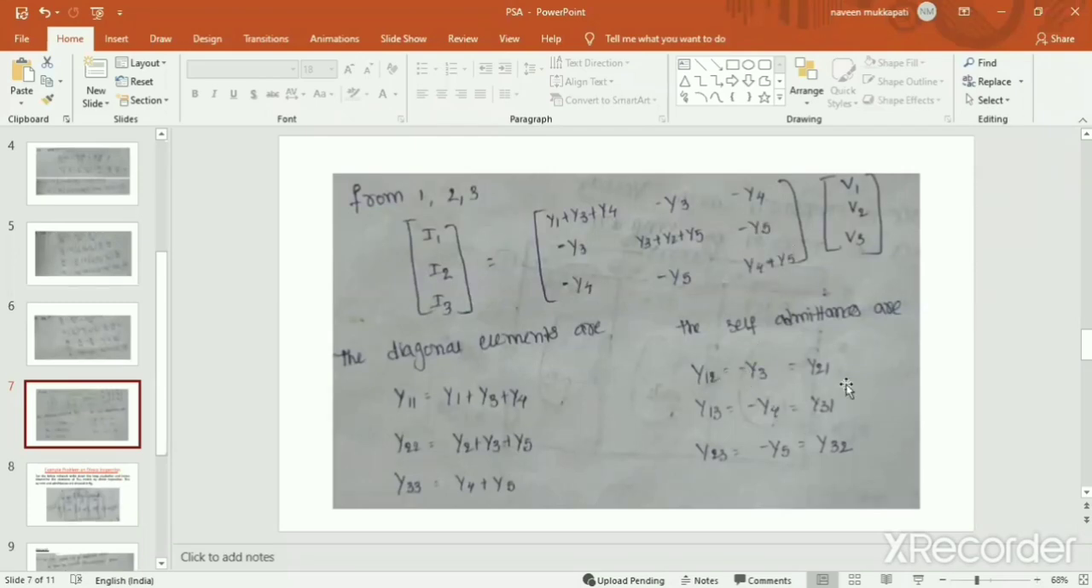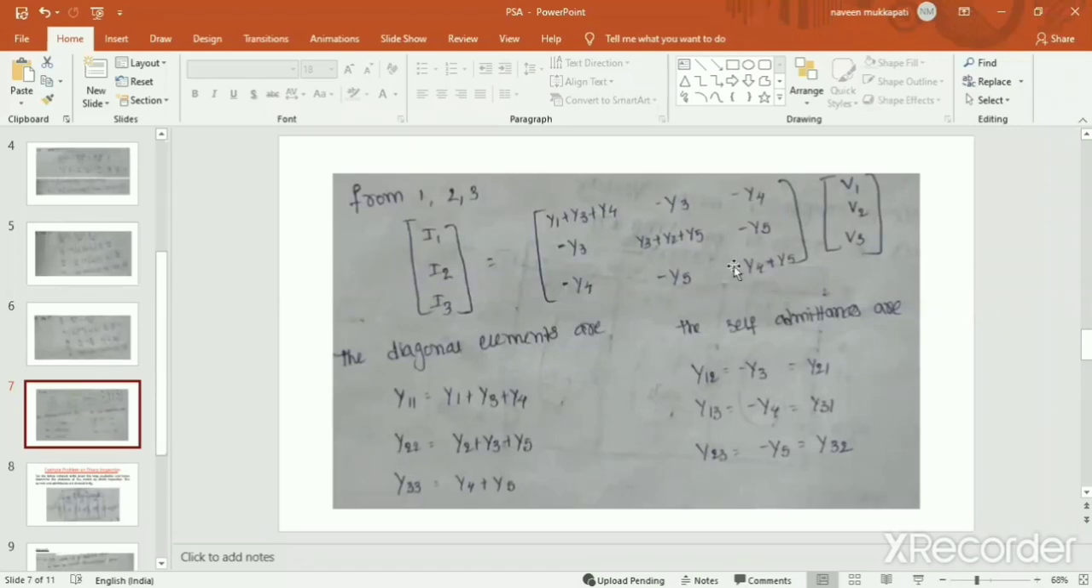Next, Y12 is equal to Y21. This is Y12 and this is Y21. Y21 and Y12 are the same values. Next, Y13. Y13 is minus Y4.